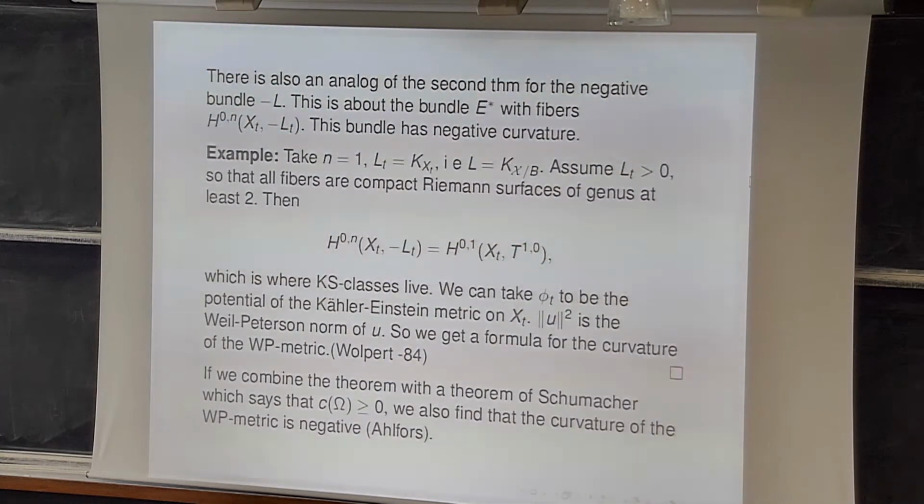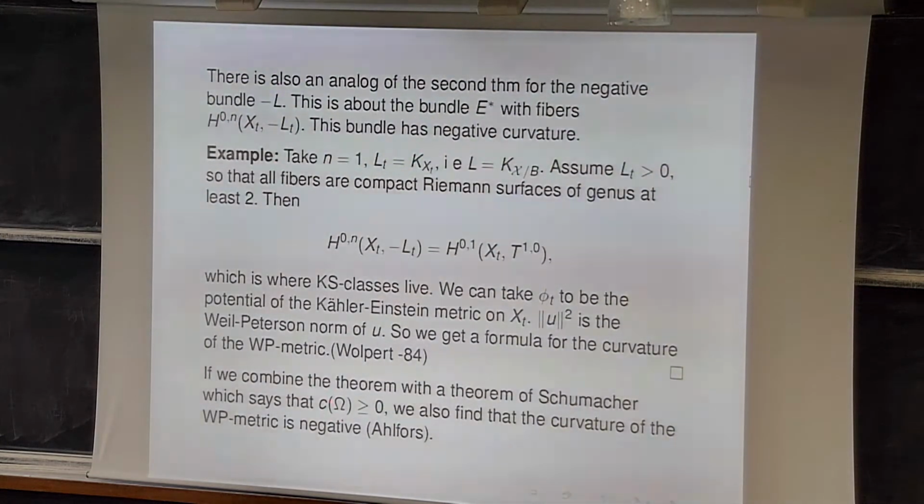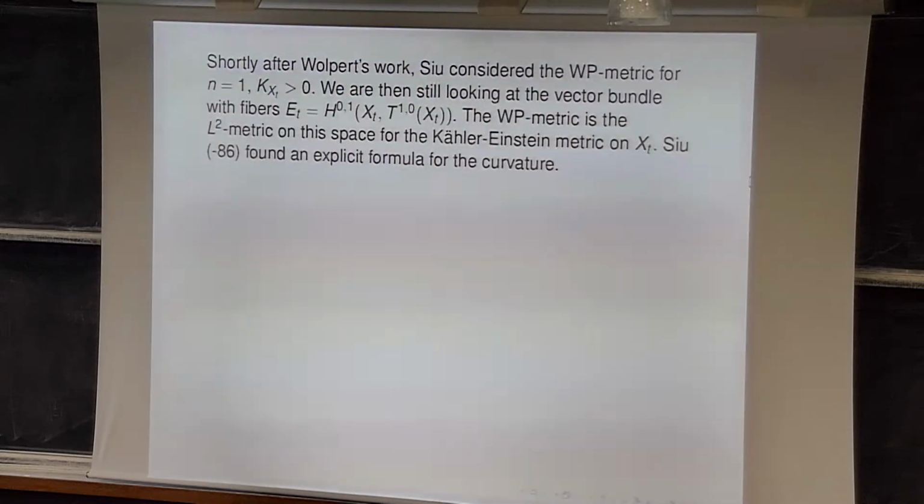Yes. So now, if we combine this with the theorem of Schumacher, the theorem of Schumacher says that C omega in this setting is greater than or equal to 0. Then you see that my first bundle had a positive curvature, and so we get that the curvature of the Weil-Petersson metric is negative from this. And this was first proved by Ahlfors. Actually, you can discuss which sort of negativity property you have of the curvature, but I will not go into that either. Okay, this is what happens when you take fibers to be of higher dimension than n.